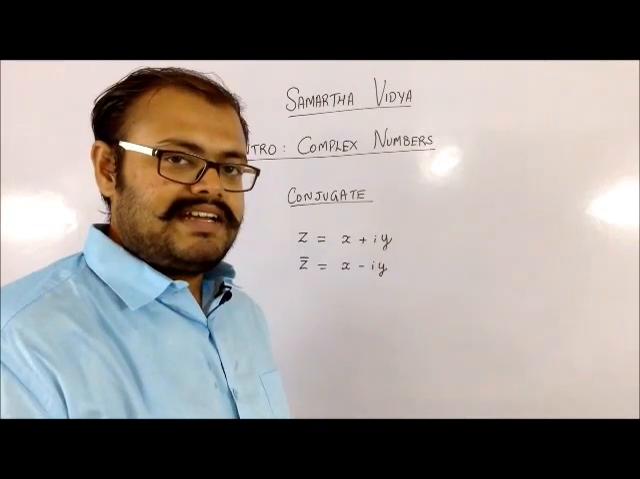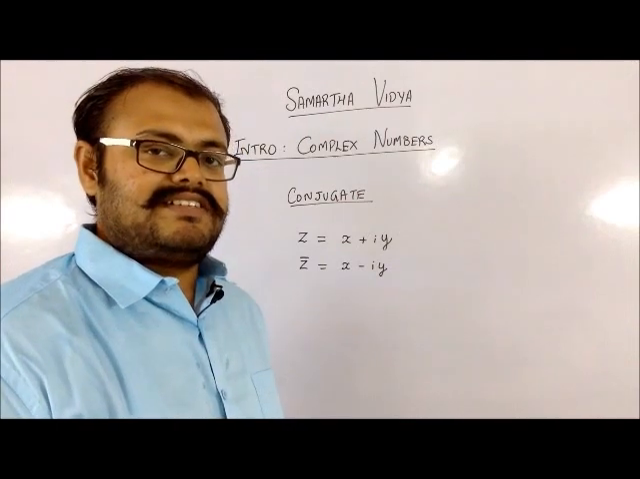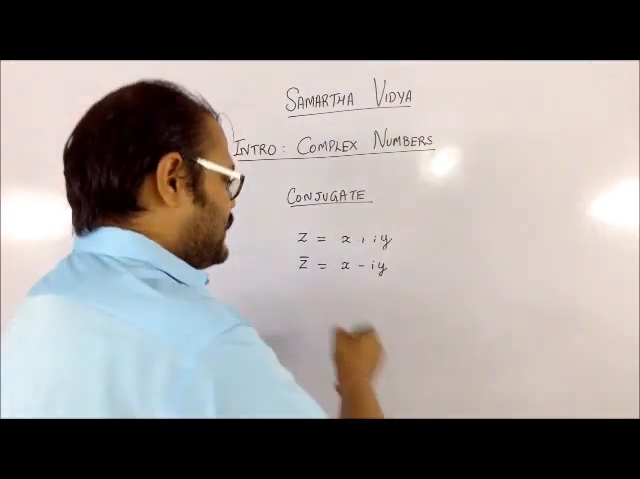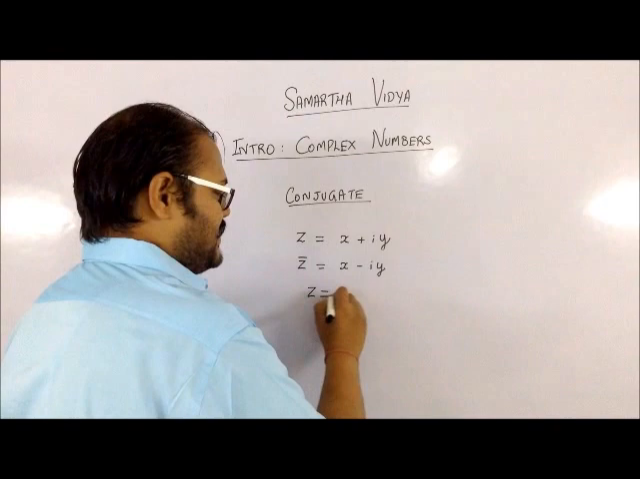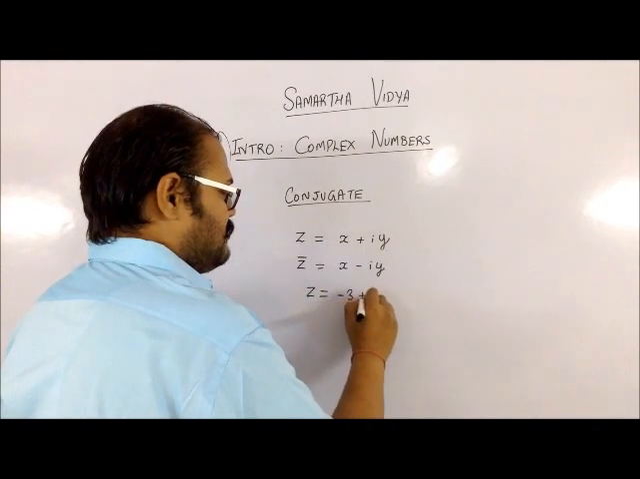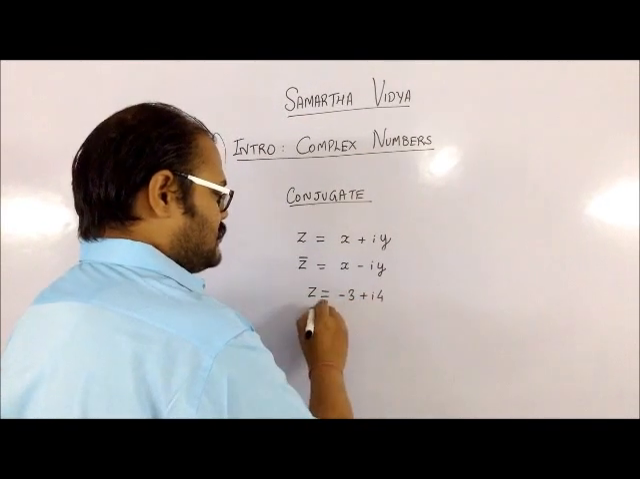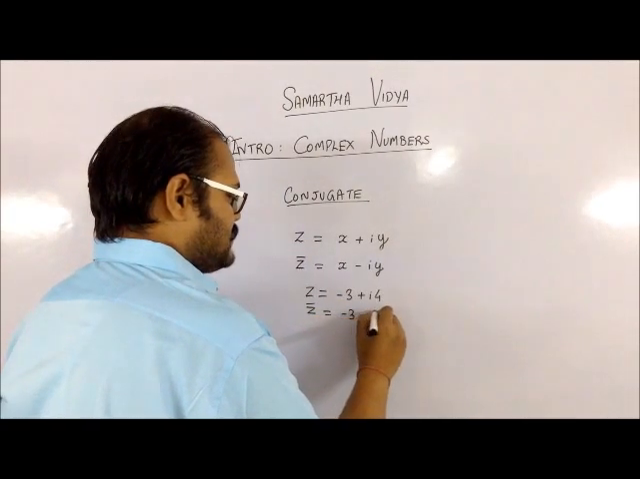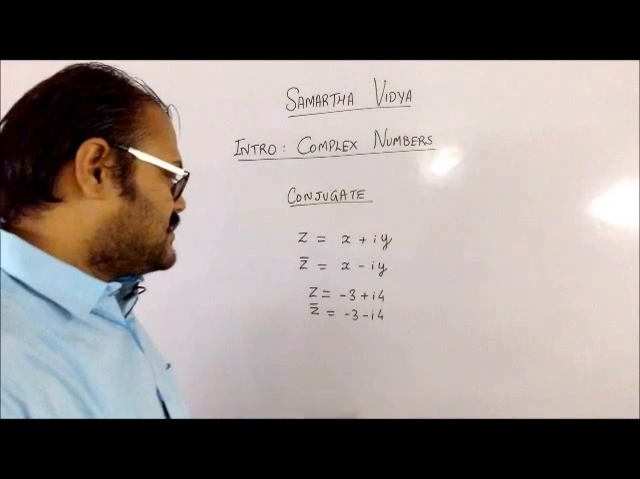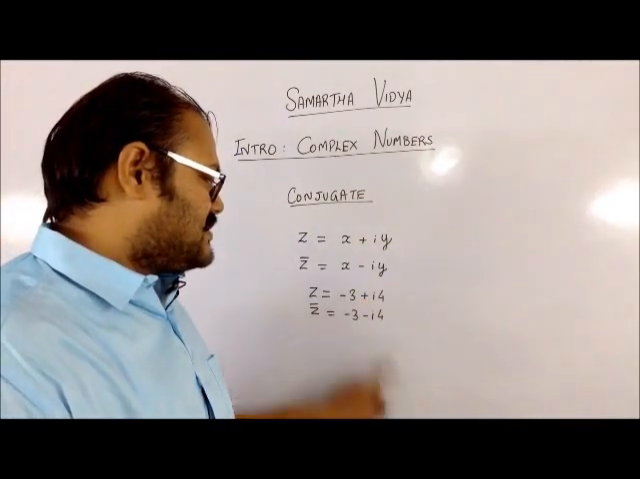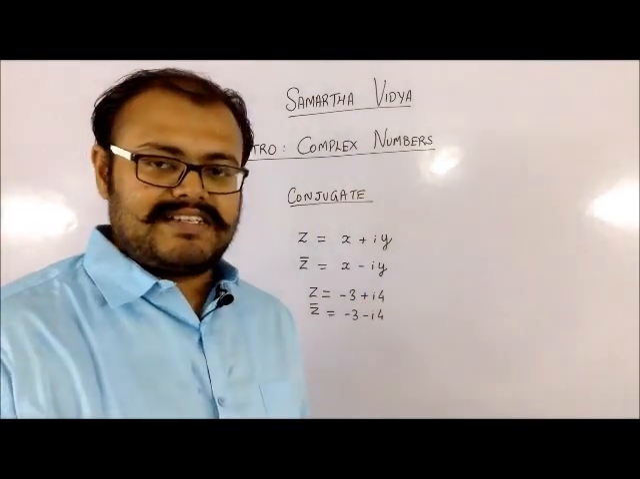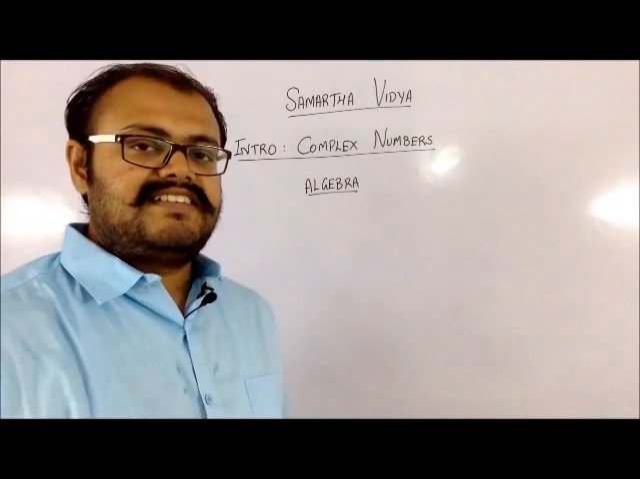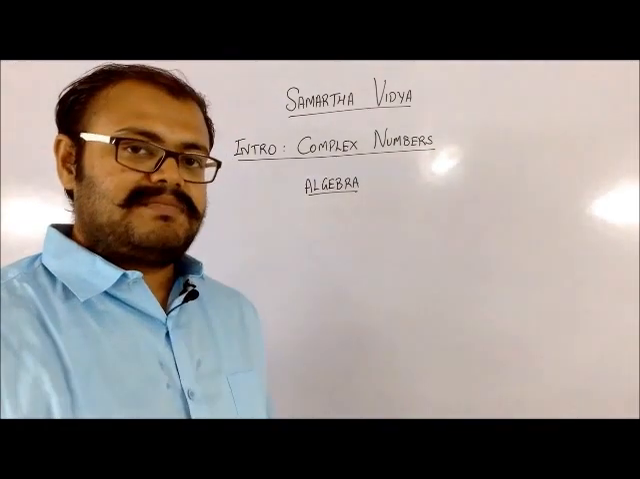If it is a plus, then it becomes a minus, and if it is a minus, then it becomes a plus. For example, if my z is defined as minus 3 plus 4i, then z bar will be minus 3 minus 4i. So you can see only the sign of the imaginary part changes and the real part remains the same. Next we introduce ourselves to the algebra of complex numbers.